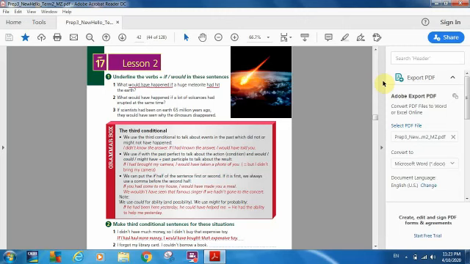Now, underline the verbs. Number one is done. Number two, what would have happened if a lot of volcanoes had erupted at the same time? The verbs are would have happened, so we will underline would have happened. And we will underline had erupted.